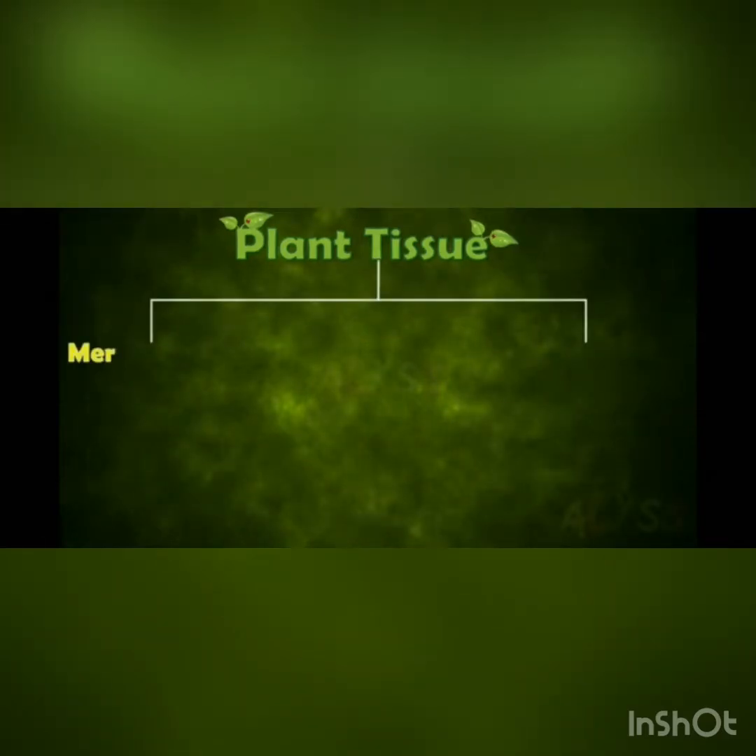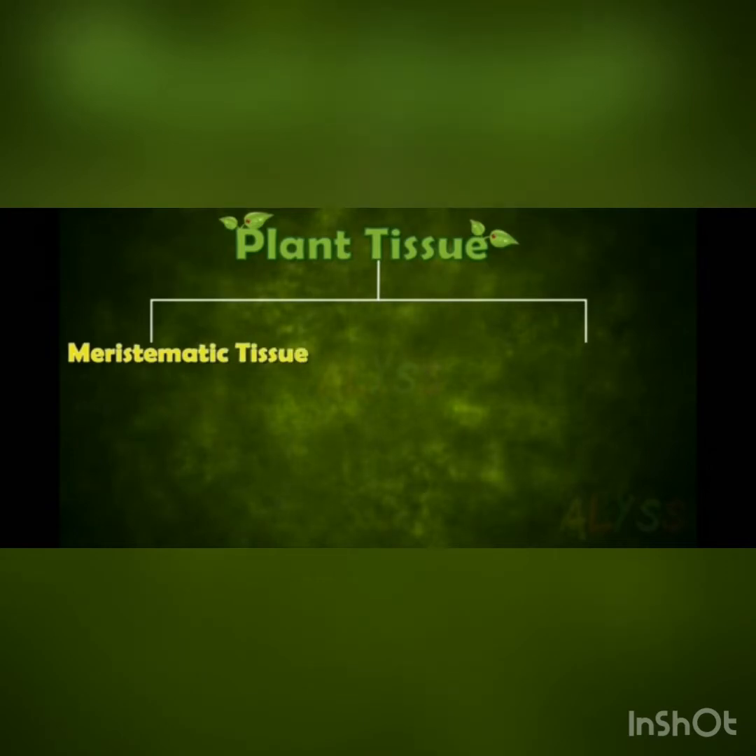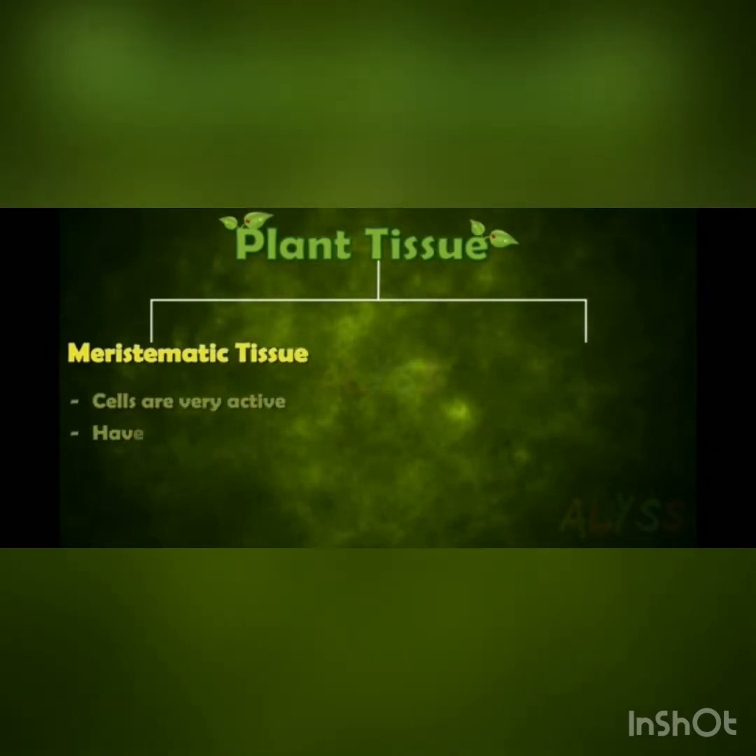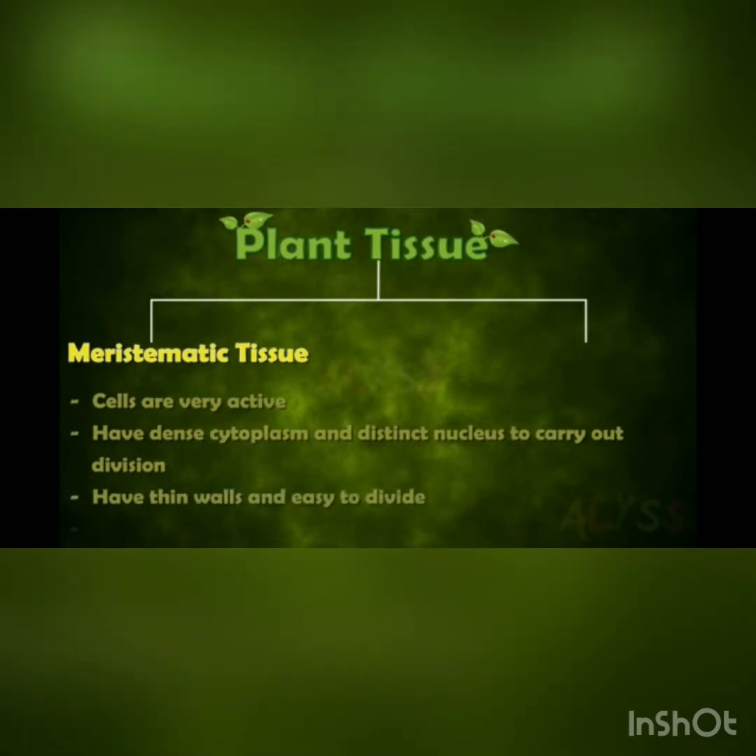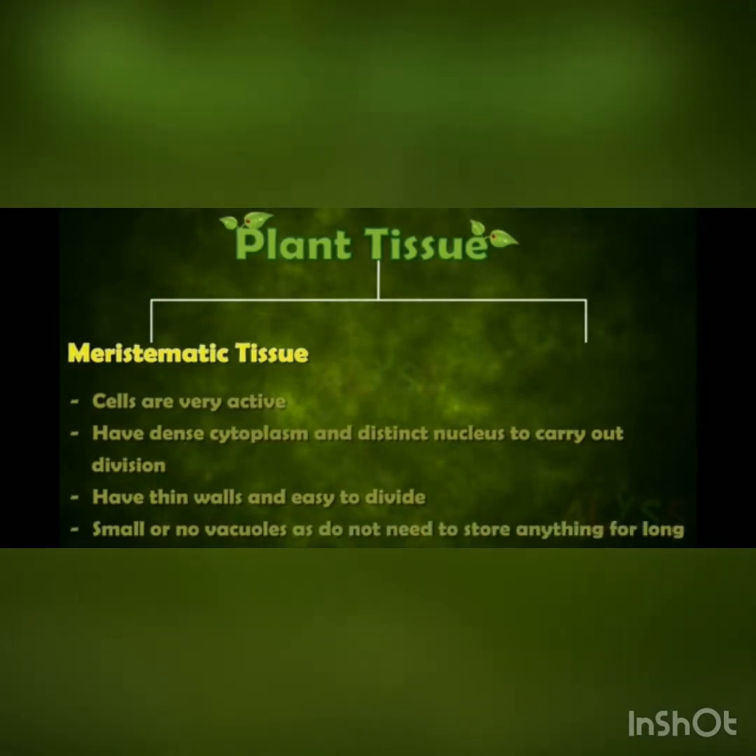Plant tissues are of two types. First, meristematic tissue. Cells of meristematic tissue are very active. They have dense cytoplasm and a distinct nucleus to carry out division. They have thin cell walls, and small or no vacuoles as they do not need to store anything for long.